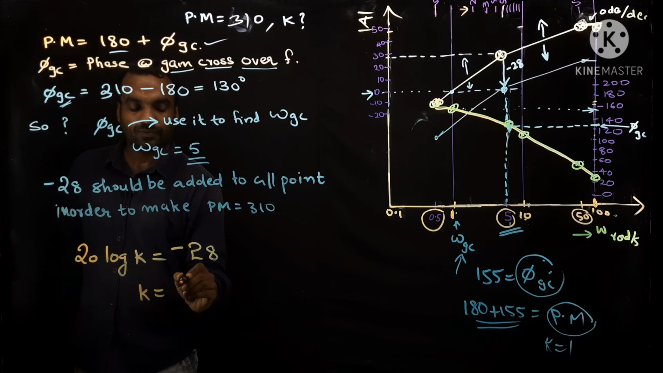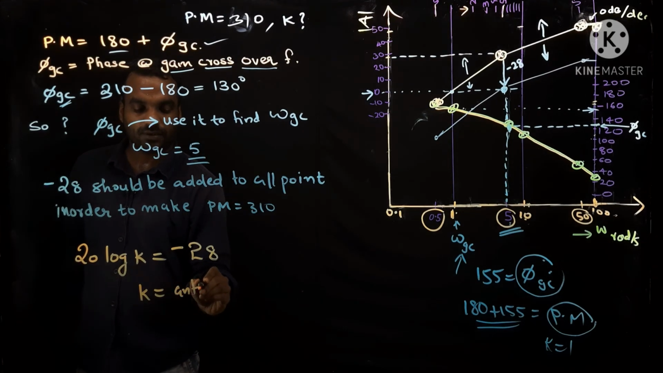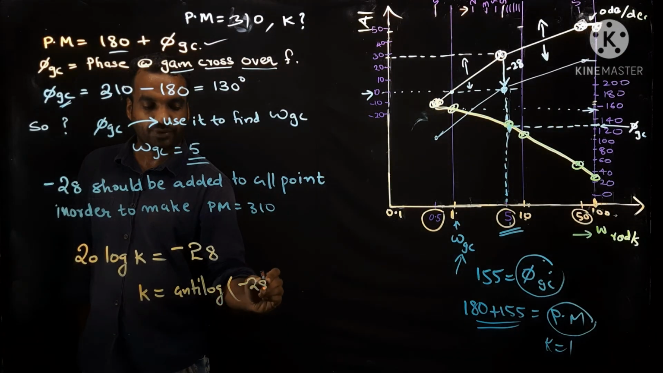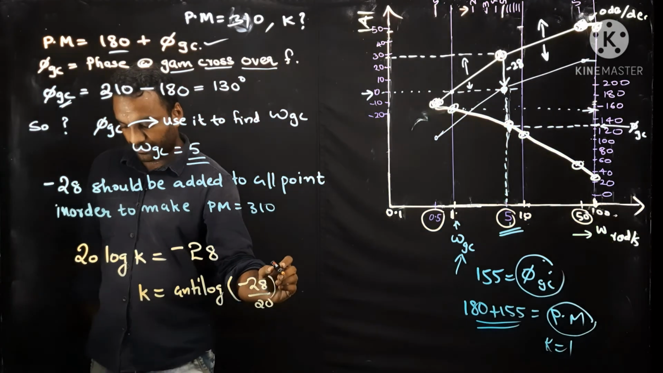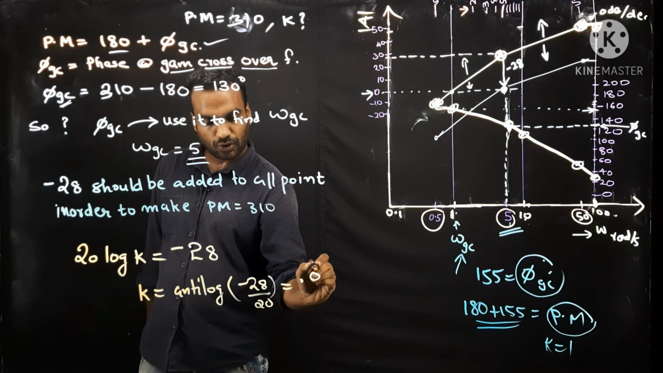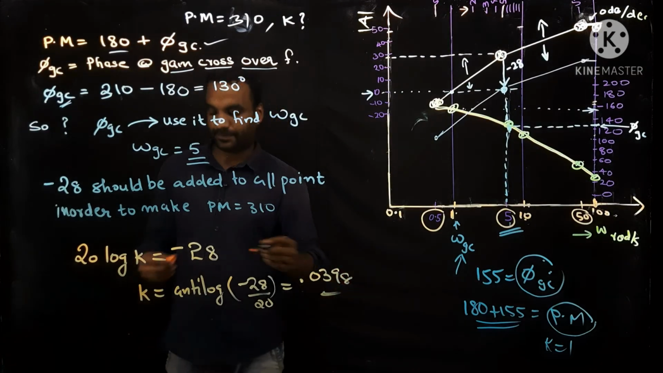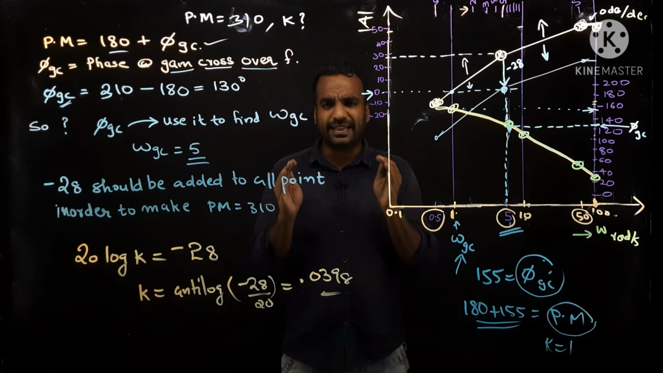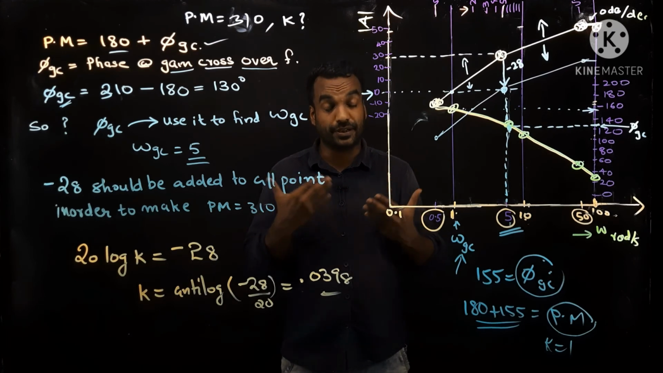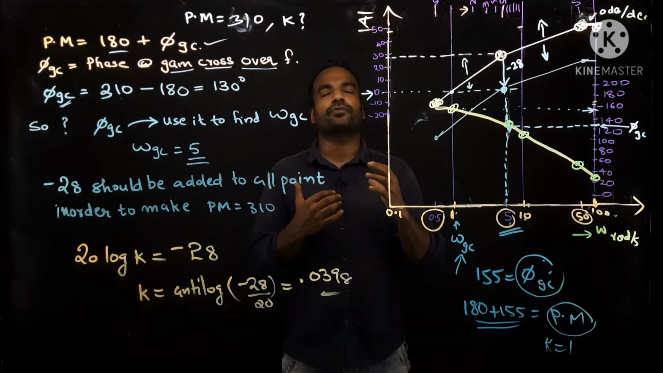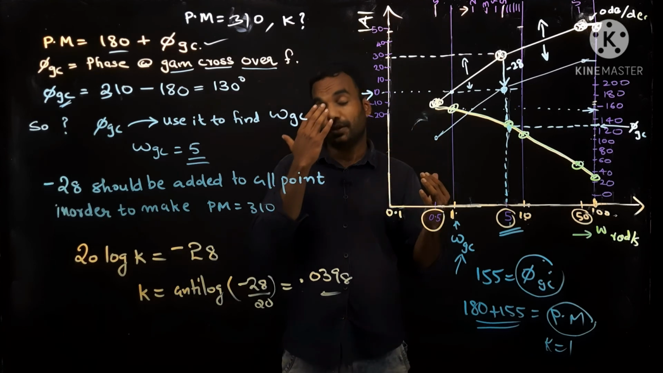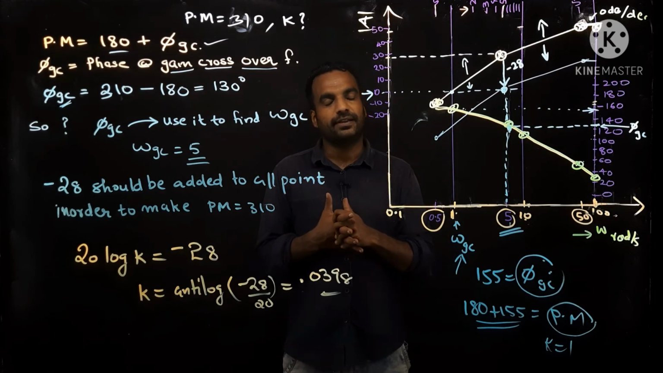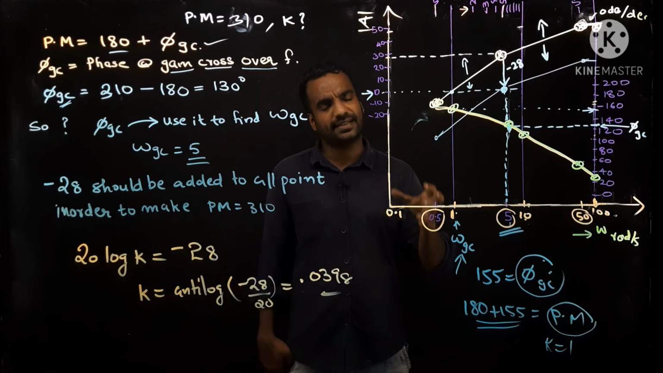So k is equal to the anti-log of minus 28 by 20. So you will get 0.0398 as k. So this is the case. This requires a little bit of patience and attention to analyze what is gain crossover frequency, what is phi GC, what is phase margin. You should be able to do such calculations in your mind itself. Then you will succeed. But anyhow, this area is really important.